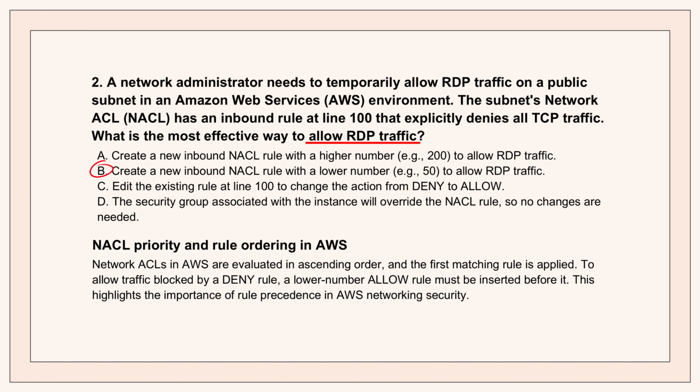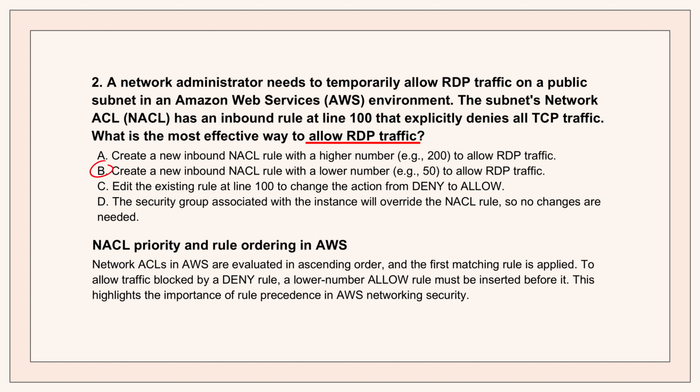Exactly. So if you've got that deny all TCP sitting at rule 100, any attempt to add an allow RDP rule with a higher number, say 200 or 300, is completely useless. The traffic hits rule 100, gets denied, and never even gets evaluated against rule 200. Right, it just stops there. It stops dead. So to actually allow RDP, the admin must insert a new allow RDP rule, but with a lower number. Something like rule 50 or 90, whatever is available below 100.